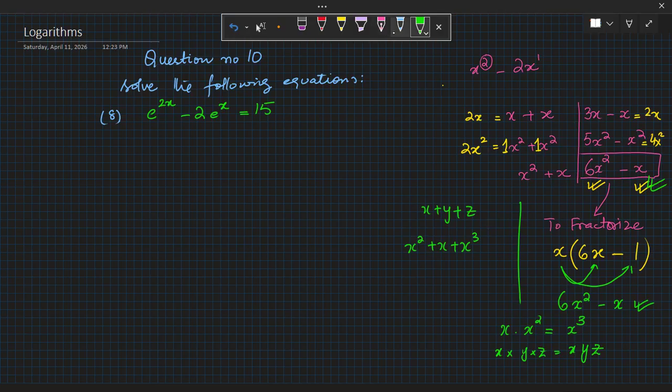Now, what do you think? Are these two like terms: exponential 2x and exponential x? Are they like terms? This is e to the 2x and this is e to the x. They are not like terms, right? I thought I was looking at x, y, and z. x, y, and z are also not like terms, okay?